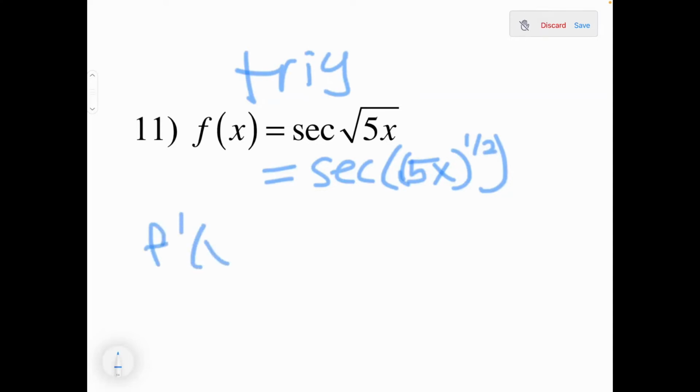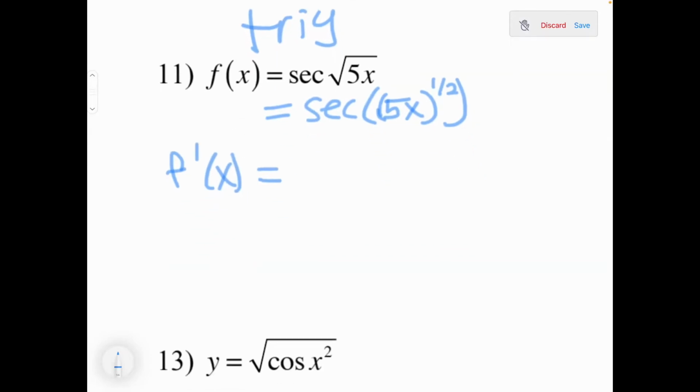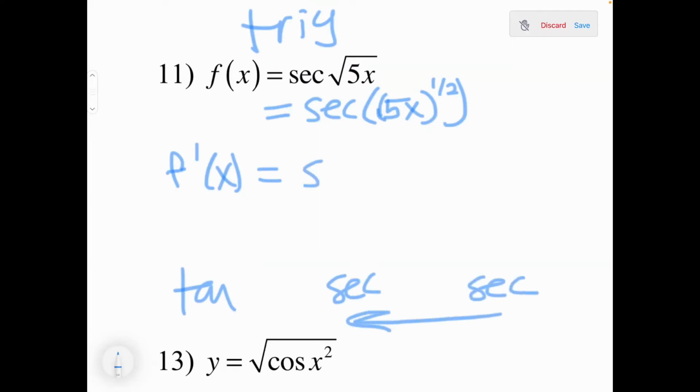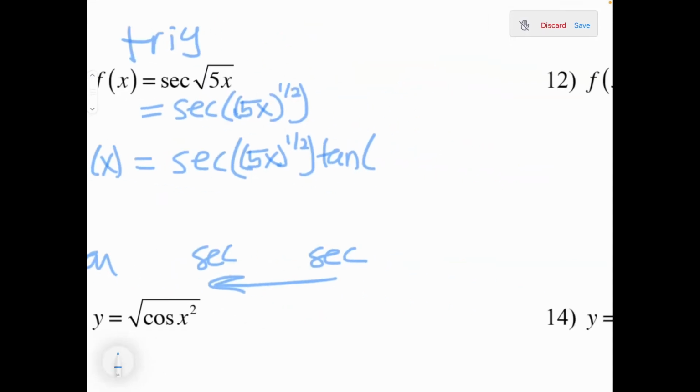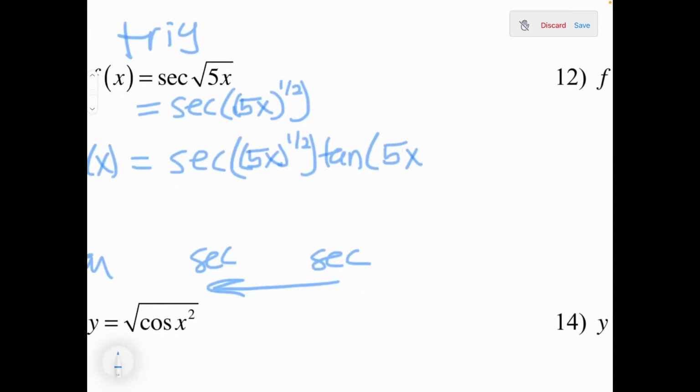So f prime of x will be equal to the derivative of secant. Again, I really like this idea to help us remember this. We have tangent, secant, secant. So the derivative of secant would be secant x tangent x. But it's going to be everything inside the input, and we're going to have to write that for the secant and the tangent, because we can't have trig functions without an angle. It's just not possible.